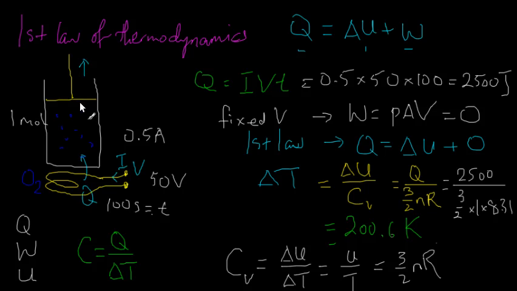there would be work done to push this piston out. So in this formula for the work done, we have pressure times the increase in volume, and the increase in volume is not zero anymore because the hot air expands.